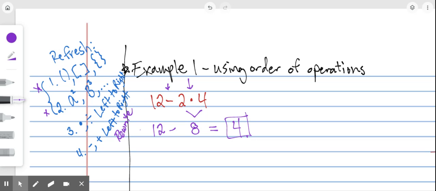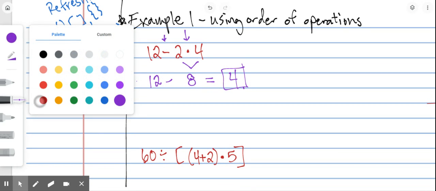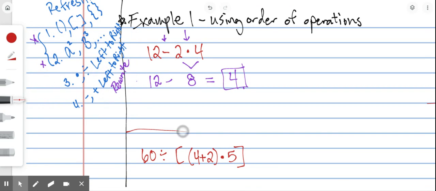Now take a minute, pause this, make sure that you understand that, and we're going to go on to the next one. Okay, you should have paused and you should be back now. I'm going to draw this line over here.